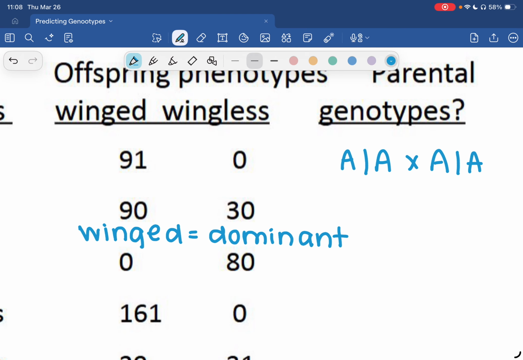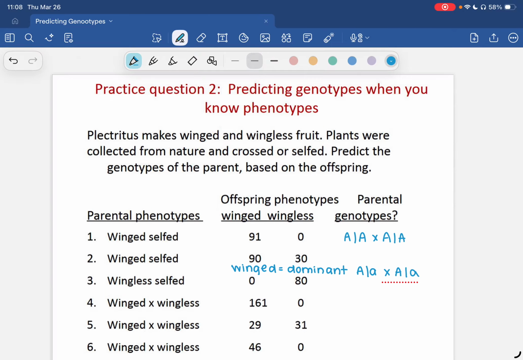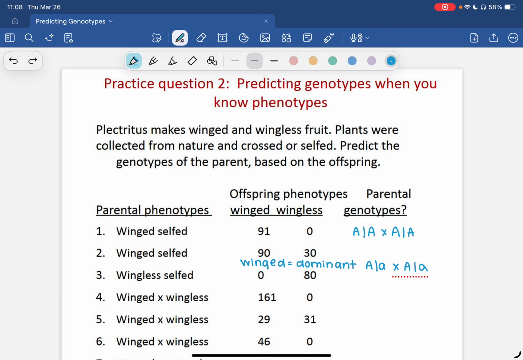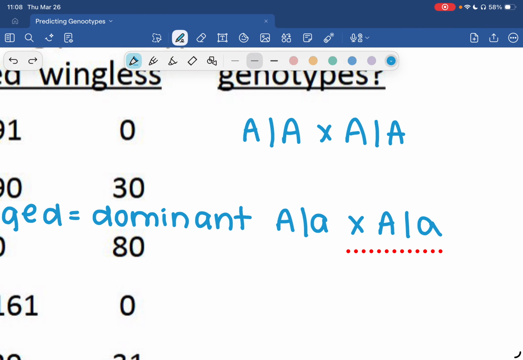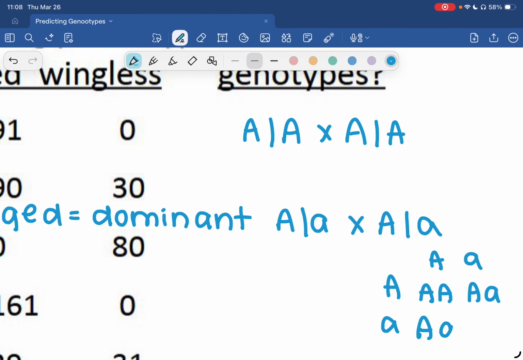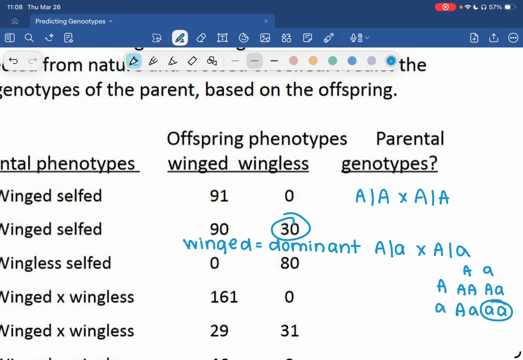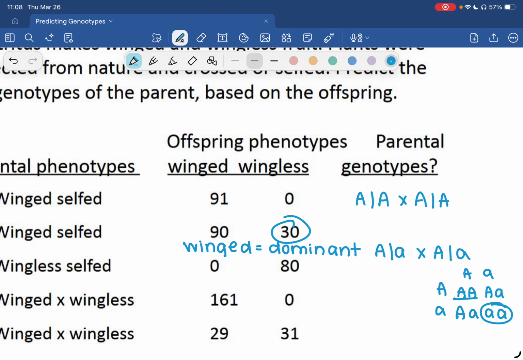Okay, going back, so then using that same logic, we know that this individual would have to be heterozygous times heterozygous, because again, it's selfed, so it's the same genotype being crossed by itself. However, we do see wingless individuals, so that little a that I just drew, this right here, this is what is giving you that 30. But the rest of the 90 is coming from your homozygous dominant and then your two heterozygous individuals.